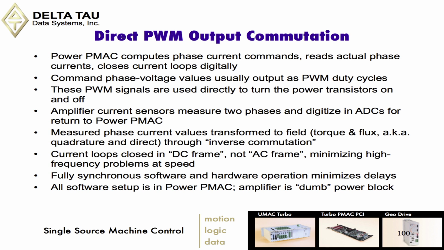Then there are current sensors in the amplifier to measure the phases and digitize them back into ADCs so that Power PMAC can look at the current feedback and then determine what it needs to do to close the current loop.